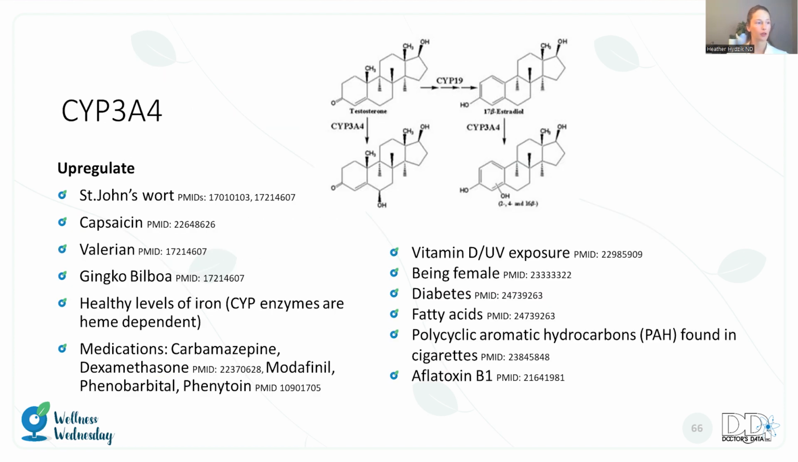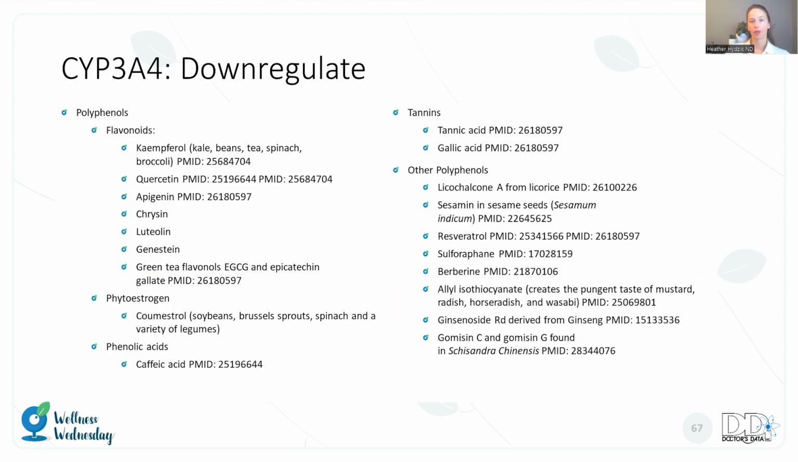And I included a little picture of how this one is affecting testosterone and estradiol, just so you can see. Anyway, if you want to upregulate it, St. John's wort, capsaicin, valerian, and ginkgo, and then optimizing vitamin D are important. Females, tobacco smokers, and diabetics tend to have higher 3A4 activity. Downregulating this enzyme can happen if you eat kales, beans, spinach, broccoli, Brussels sprouts, soy, and horseradish, or wasabi.